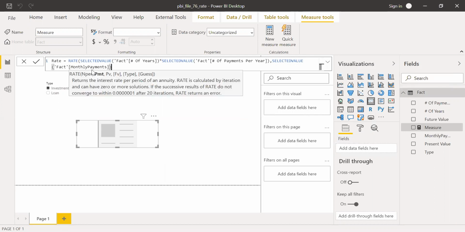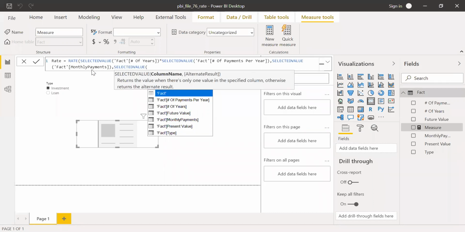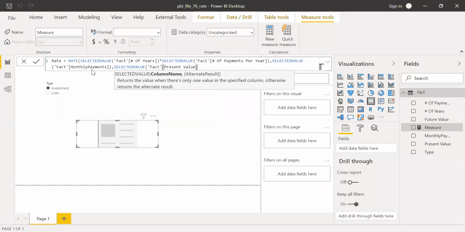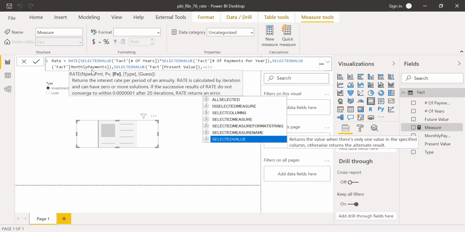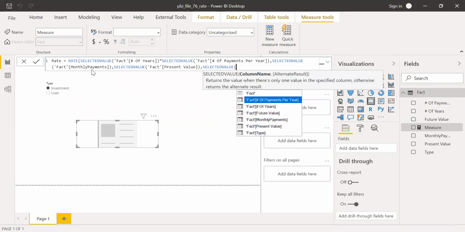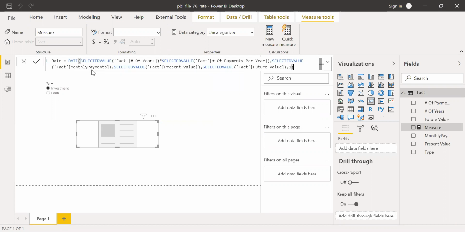And then the present value, selected value. And the present value, we have it here. And then selected value. Then the future value, we have it here. And then type, it's at the beginning of the month. Okay, close the parenthesis, hit enter.